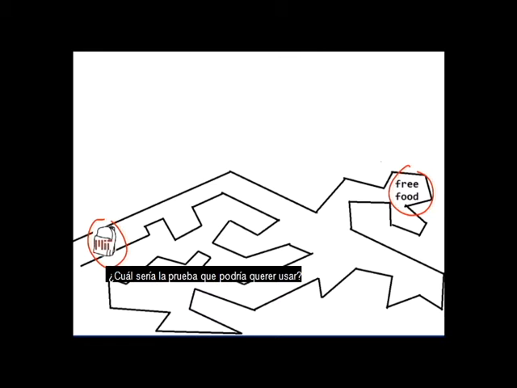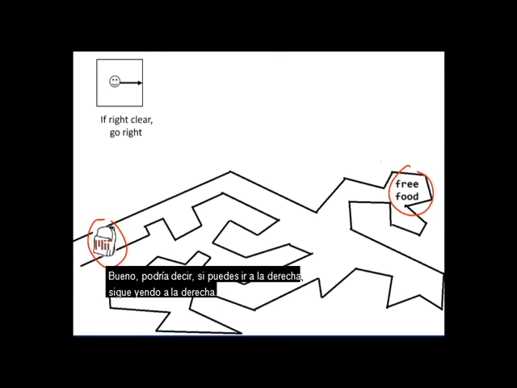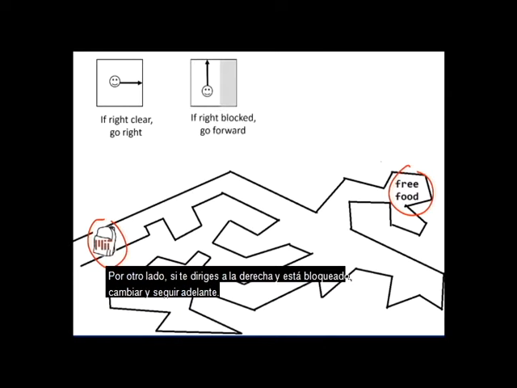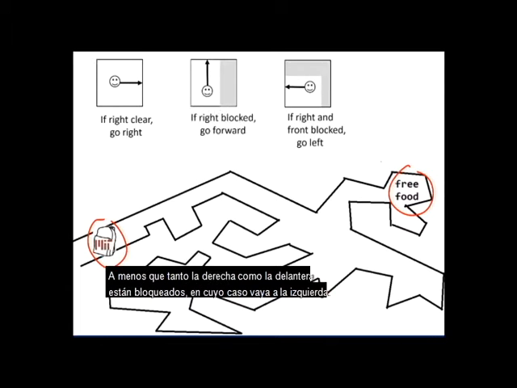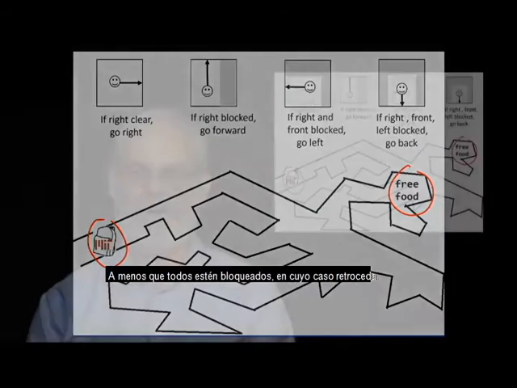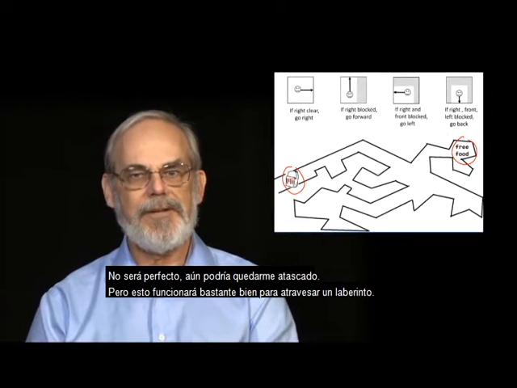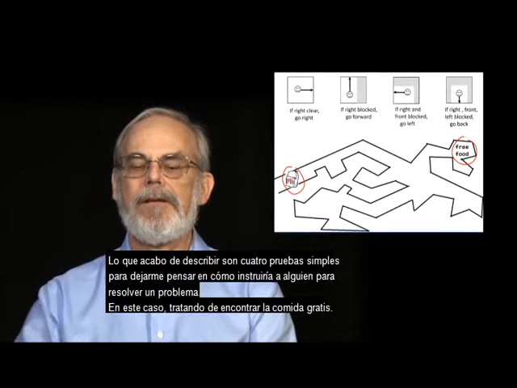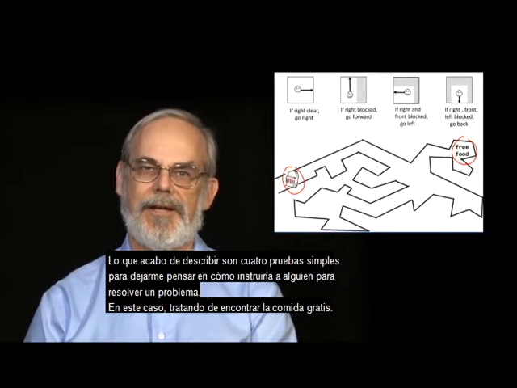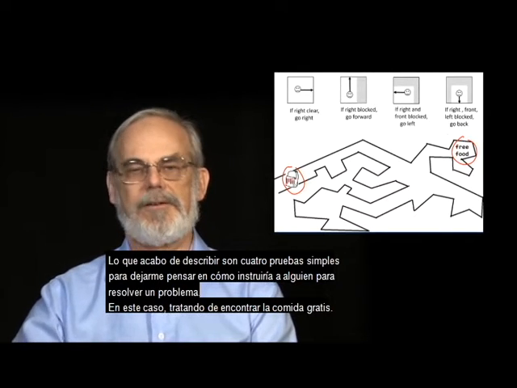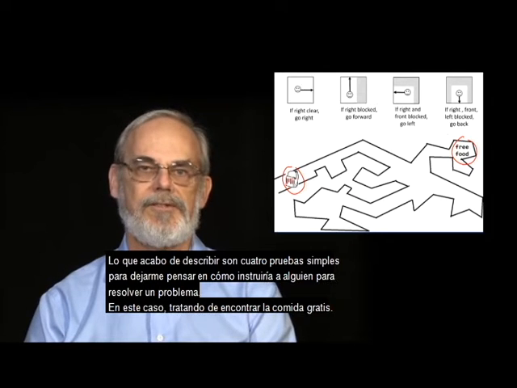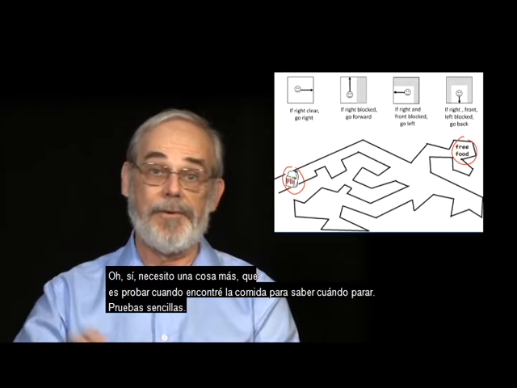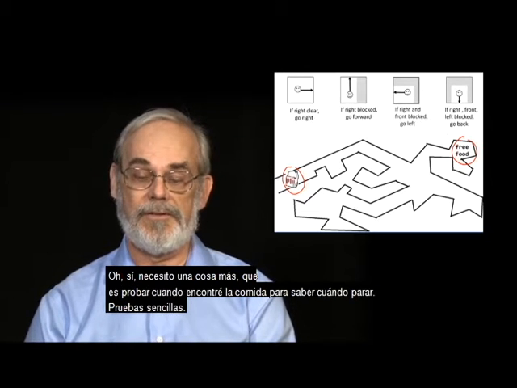What would the tests be that I might want to use? Well, I might say, if you can go to the right, keep going to the right. On the other hand, if you get to the right and it's blocked, change and go forward. Unless both the right and the front are blocked, in which case go to the left. Unless all of them are blocked, in which case backtrack. Won't be perfect, I could still get stuck, but this will work pretty well to get my way through a maze. What I've just described are 4 simple tests to let me think about how I would instruct somebody to solve a problem, in this case trying to find the free food. Oh yeah, I need one more thing, which is to test when I found the food to know when to stop.